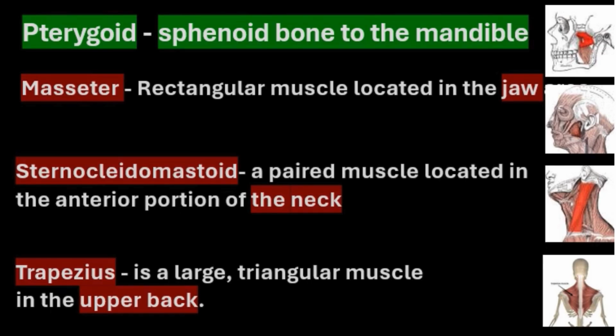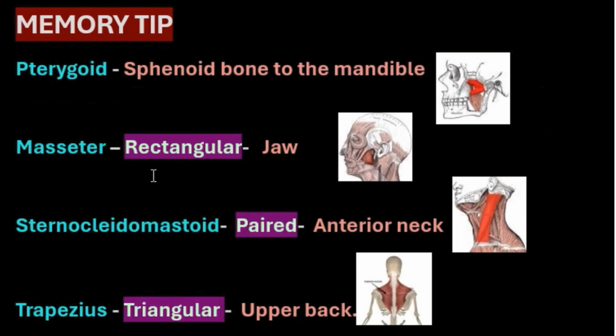See the different muscles according to this question's options. The detailed anatomical explanation will be given in the musculoskeletal system. Now, related to this option, we are going through the different muscles. Pterygoid is from sphenoid bone to mandible. You can see the diagram here. Masseter is a rectangular muscle located in the jaw. Sternocleidomastoid is a paired muscle located in the anterior portion of the neck. Trapezius is a large triangular muscle in the upper back.